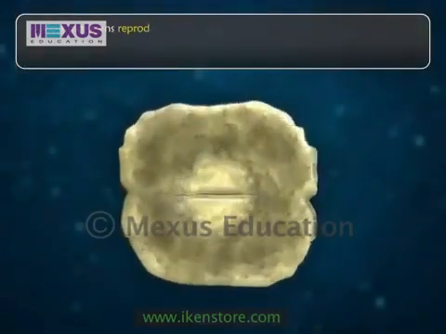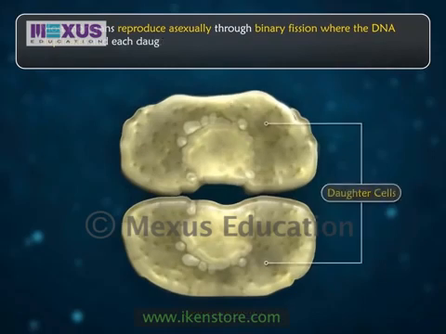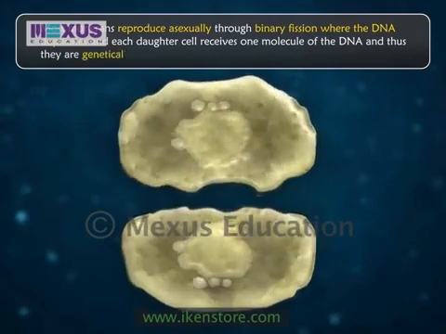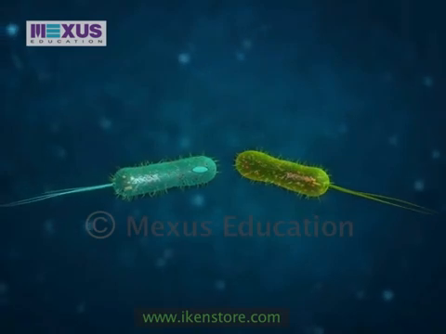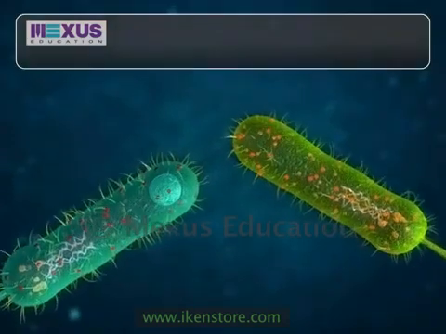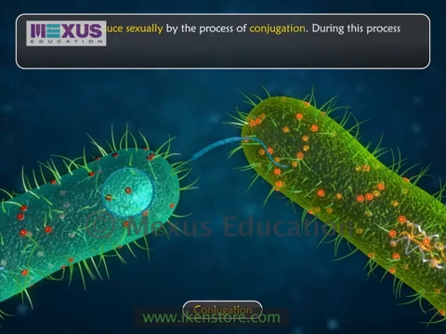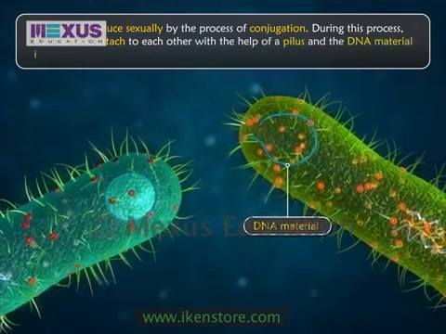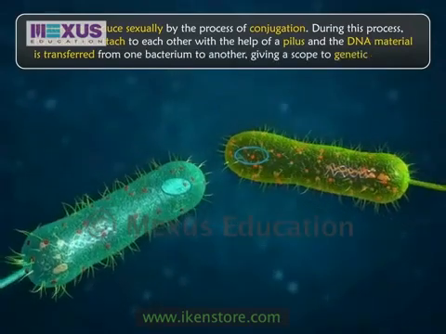Most monerans reproduce asexually through binary fission, where the DNA duplicates and each daughter cell receives one molecule of the DNA, and thus they're genetically identical. Binary fission does not allow genetic diversity, which is needed for the bacteria to withstand the changing environment. Bacteria reproduce sexually by the process of conjugation. During this process, two bacteria attach to each other with the help of a pilus, and the DNA material is transferred from one bacterium to another, giving a scope to genetic diversity.